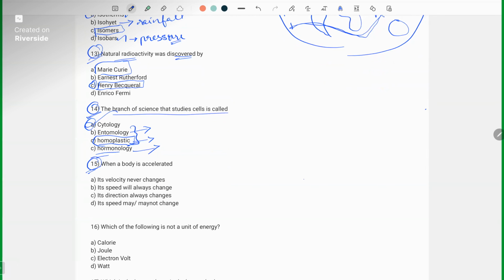Okay, question 15. When a body is accelerated, we have studied all these concepts, the acceleration concept. Please apply whatever we read now. What is the answer? Option B. Option B. B. Yeah. Speed will always change.